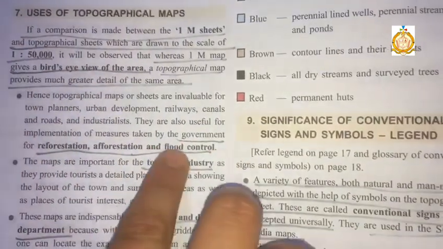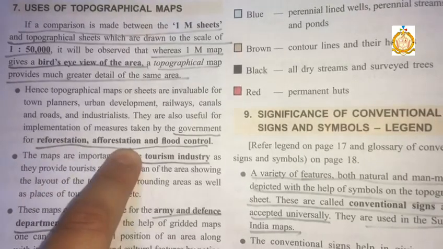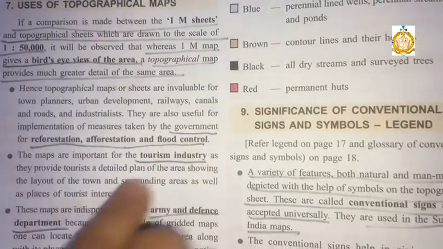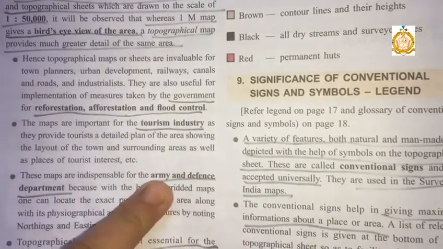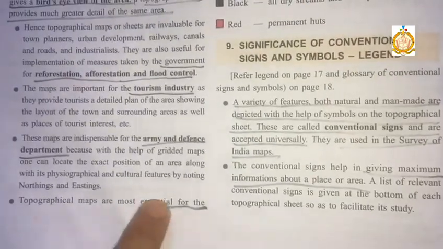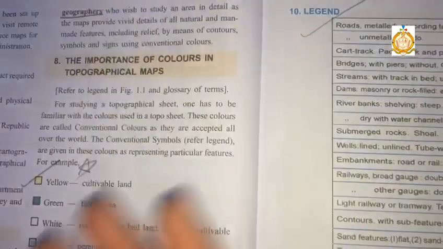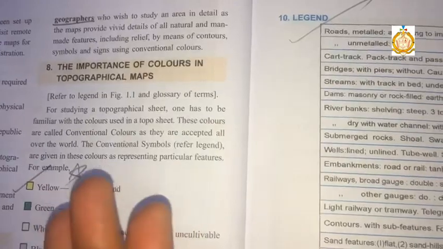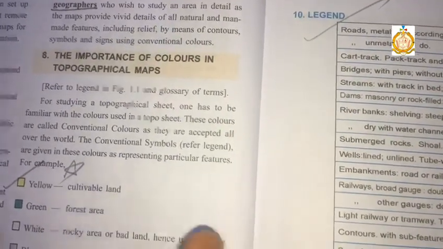So, what are the uses of topographical maps? Firstly, the government uses them for reforestation, afforestation and flood control. Then another use is for the tourism industry. Third, the army and defense department also use it. Then next, it is essential for geographers. Geographers use it for the details of a particular area, as they want to know about all the natural and man-made features of a particular area, so that's why they use these types of maps.